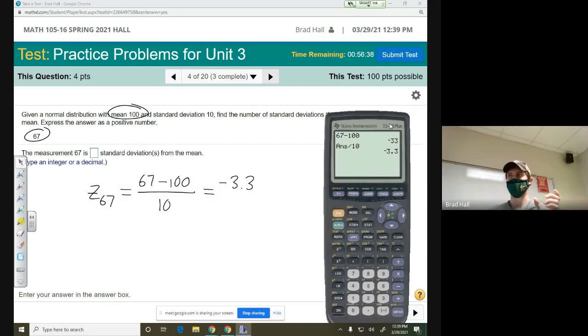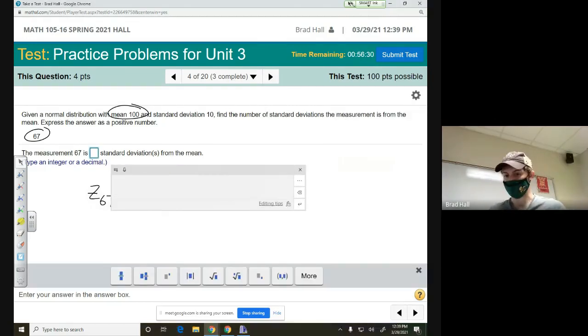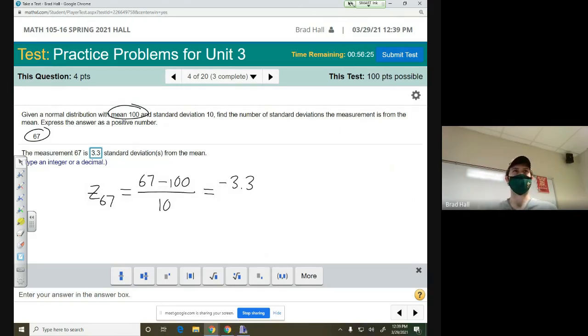Basically, the z-score takes the standard deviation and the context into consideration. So the number of standard deviations is always the magnitude, as in if there's a negative sign, just get rid of it. It's always the absolute value. The z-score is still negative 3.3, but the number of standard deviations is positive 3.3. Because again, the standard deviation cannot be negative.